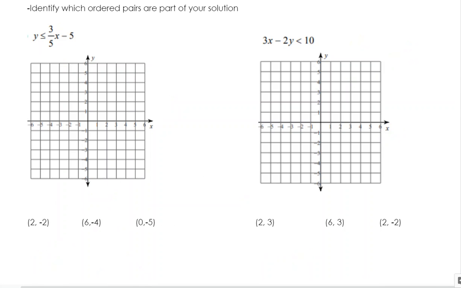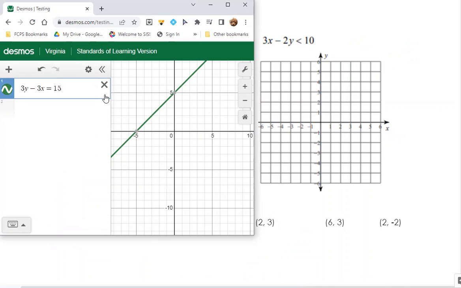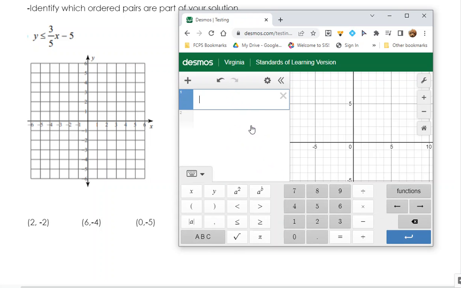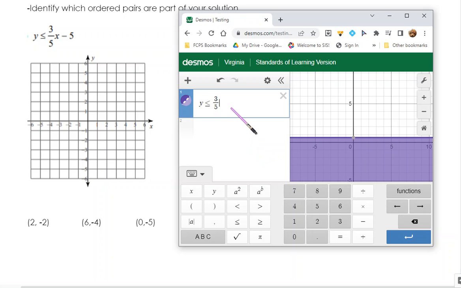All right, so let's do this first one here. Let's open up Desmos. I've got to delete what I had in here before. All right, and I see it says y is less than or equal to 3/5 x. So I'm going to hit y. Less than or equal to is right here, and it says 3/5, right? So 3 divided by 5, and then it says x. So I'm going to type x. Then it says minus 5.